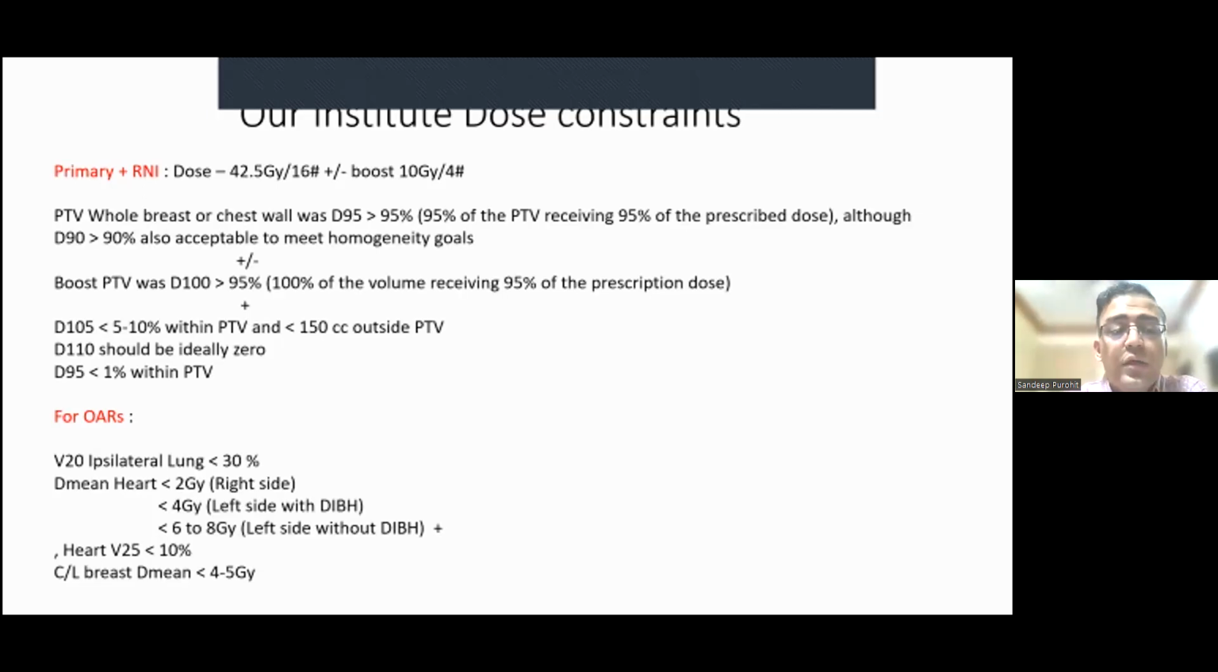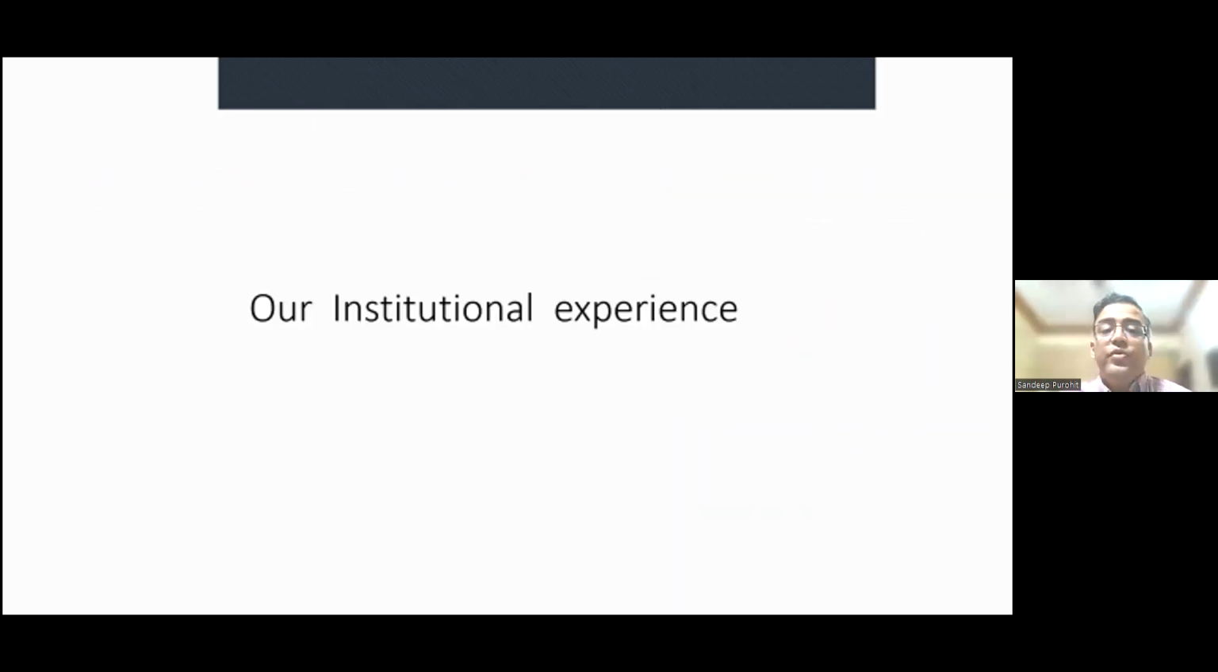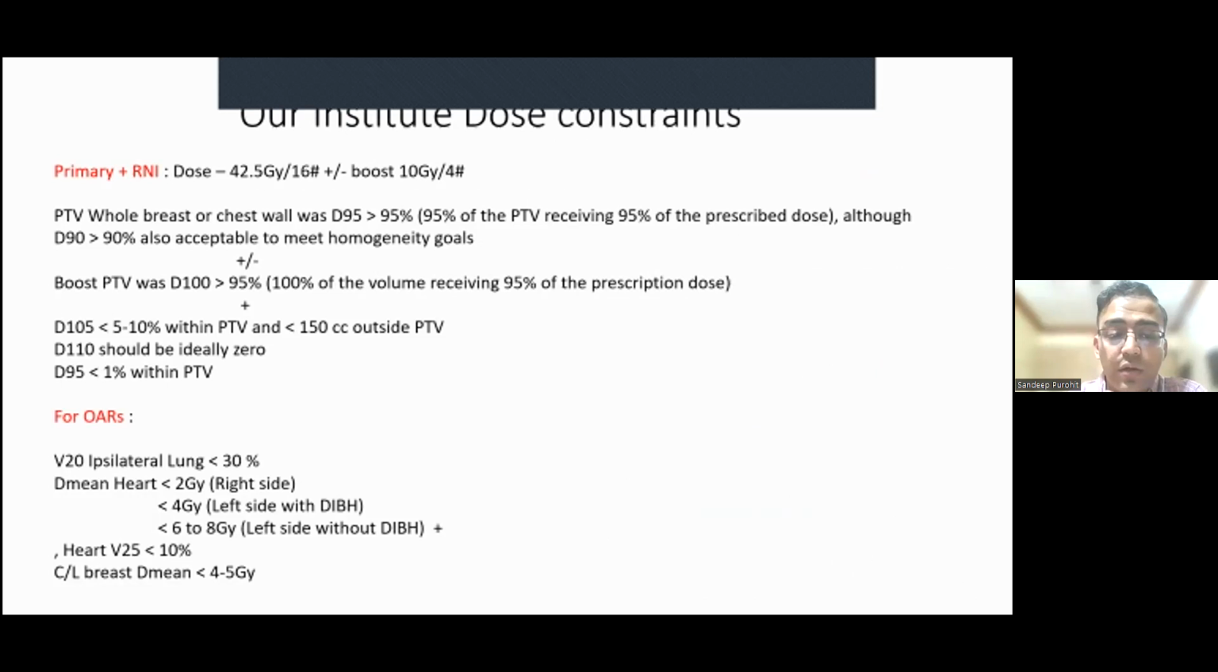For OARs, ipsilateral lung volume receiving 20 Gy should be less than 30%, and for right-sided breast cancer, D mean heart should be less than 2 Gy. For left-sided breast cancer with DIBH, the D mean should be less than 4 Gy, and left side without DIBH, D mean of heart should be less than 6, but it can go up to 8. Also, the heart volume receiving 25 Gy should be less than 10%. For contralateral breast, D mean should be less than 4 to 5 Gy.